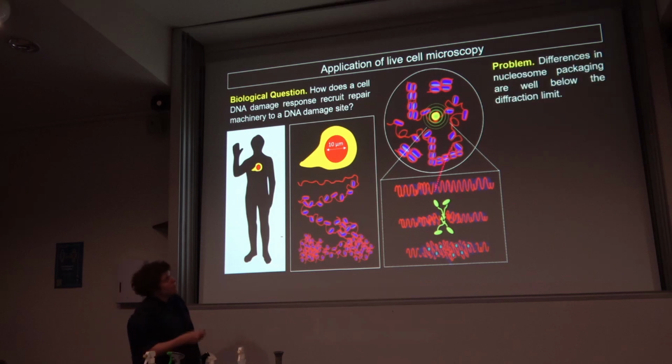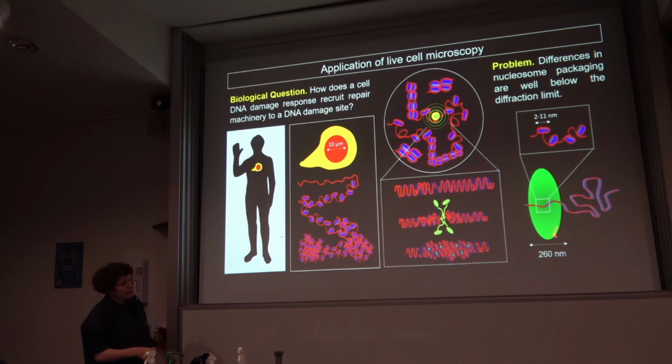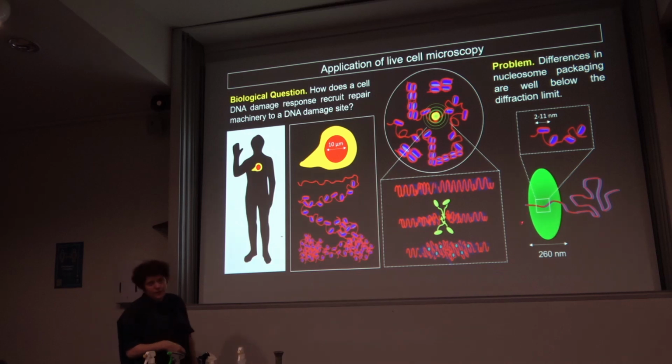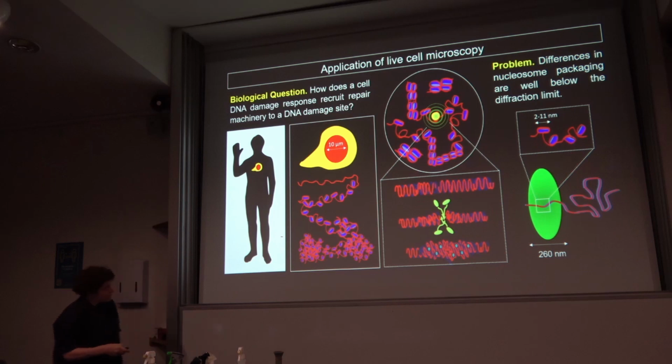But the problem is, to observe this, the way DNA is packaged into what we call nucleosomes is well below the diffraction limit. So what do I mean by this? Well, in optical microscopy, there's this limit to what you can observe with light. And essentially it's around 260 nanometers in diameter. And the problem is these little structures that DNA is wrapped around in are only 2 to 11 nanometers. So how do we observe this?